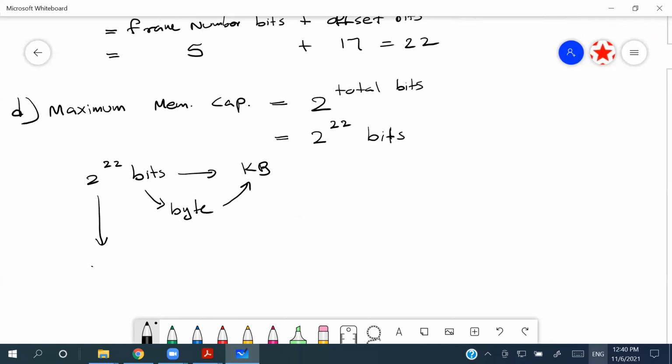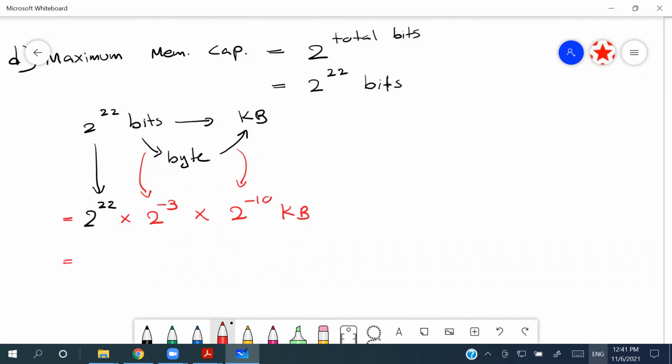So 2 to the power 22 should be multiplied by 2 to the power minus 3 over here, and again 2 to the power minus 10 over here. So you will have the value in kilobytes. That means 2 to the power 22 into 2 to the power minus 13, which gives us 2 to the power 9 kilobytes, which is equal to 512 kilobytes.